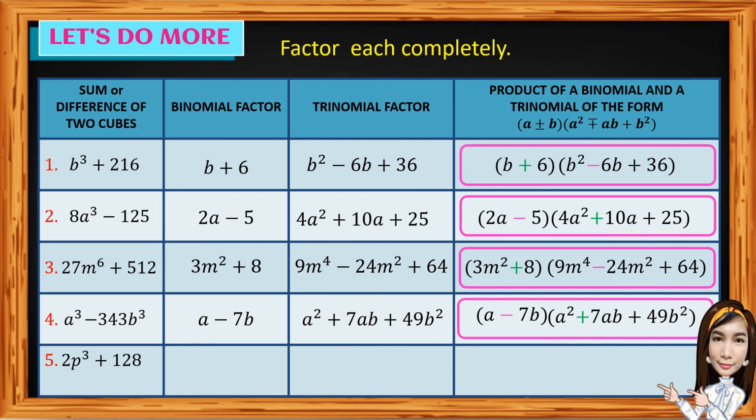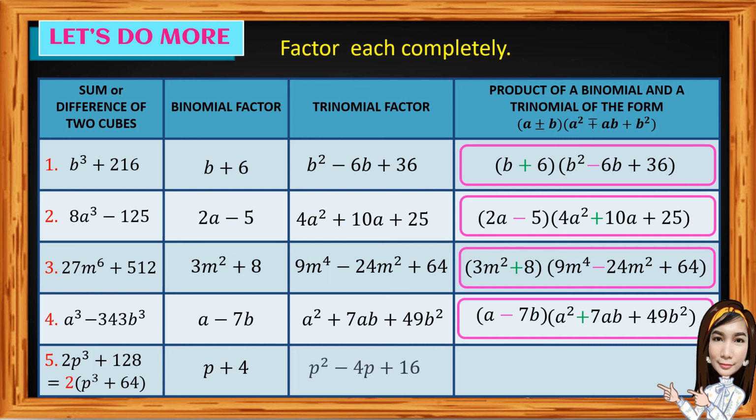And for the last, we have 2p cubed plus 128. Now as you observe, 2 and 128 is not a perfect cube, but we can factor out the greatest common monomial factor, which is 2. So factor out 2, we have the remaining p cubed plus 64. So for the binomial factor, the cube root of p cubed is p, the cube root of 64 is 4. Then we keep the operation plus.